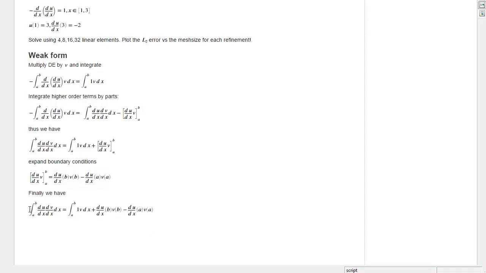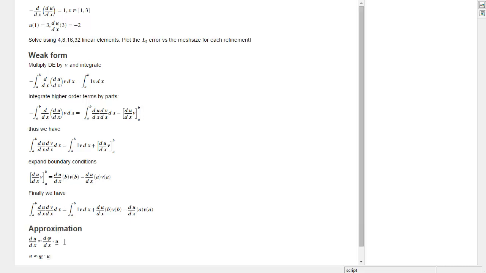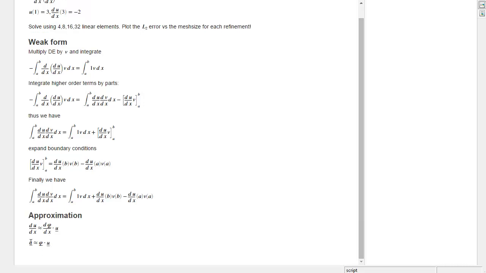Once we have arrived at our weak form, we have to look at the approximation. So again, pasting in stuff. We have our function u approximated by multiplying the nodal values of u times the basis functions. And the same goes for the derivative of u: take the derivative of the basis functions and multiply them by the nodal values of u.